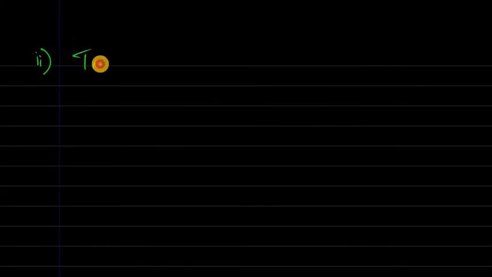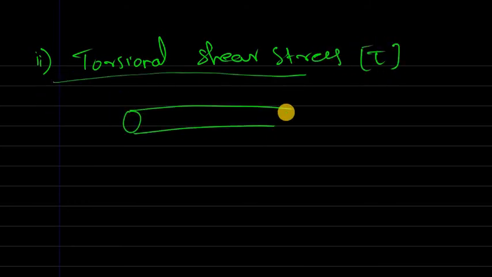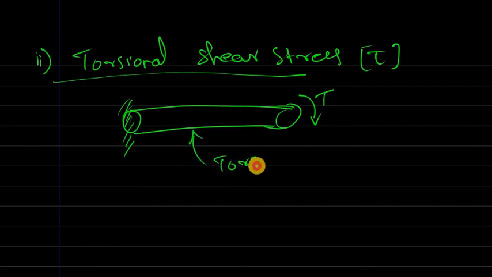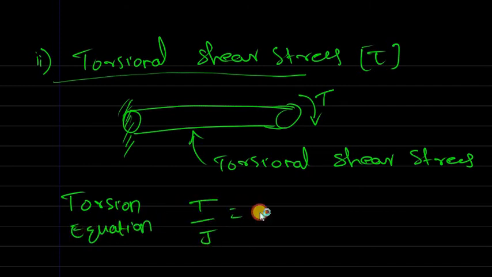The next type is torsional shear stress. This is also denoted as tau. So let us consider a beam with a circular cross section and assume that it is fixed at one end, and if we are applying a torque, or if we are twisting one end of this rod, a stress is developed inside this body, and it is called torsional shear stress. We are all familiar with the torsion equation. T by J is equal to tau by R, which is equal to G theta by L. This is the torsion equation.